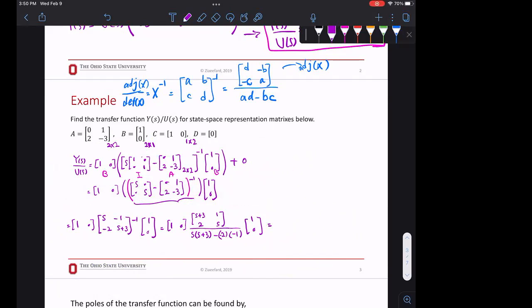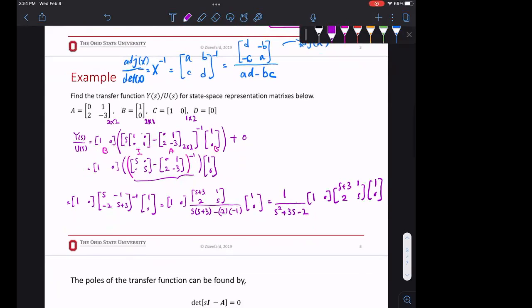Now I have 3 matrices and 1 polynomial that's based on S. I can take that out, right? So I don't get confused: 3S plus 2, negative, minus 2, right? Minus 2, not plus. And you have 3 matrices: 1 and 0, S plus 3, 1, 2S, and 1 and 0. If you perform this, you're going to get S plus 3 over S squared plus 3S minus 2.